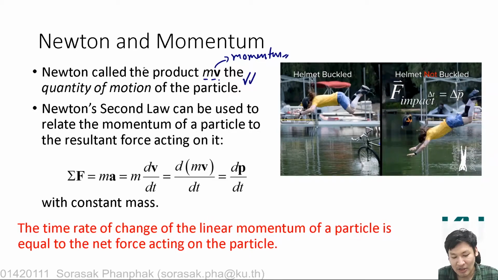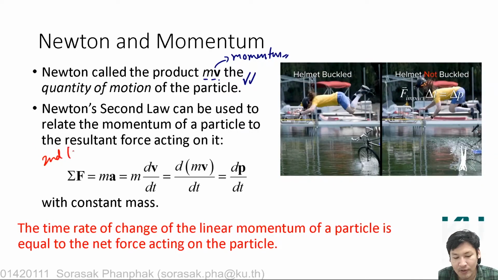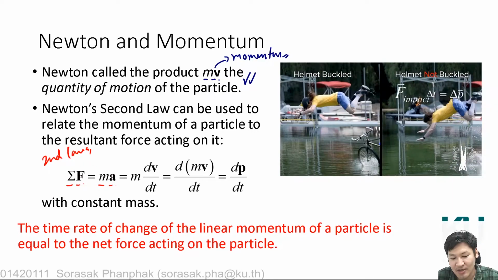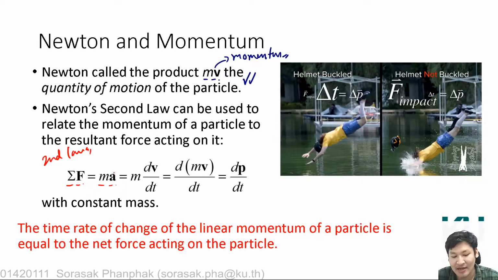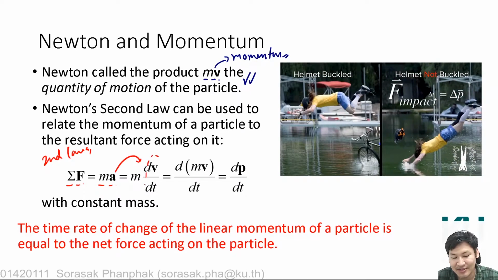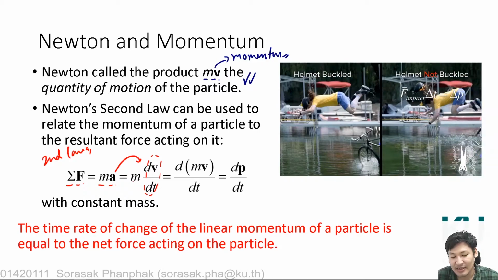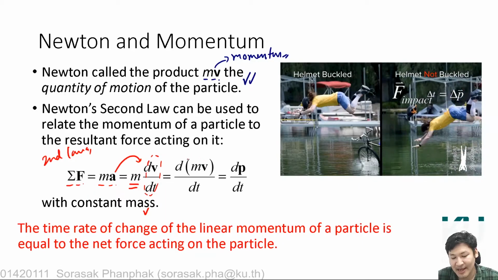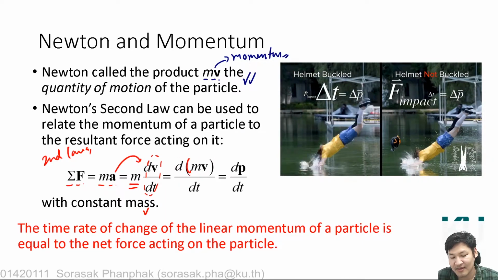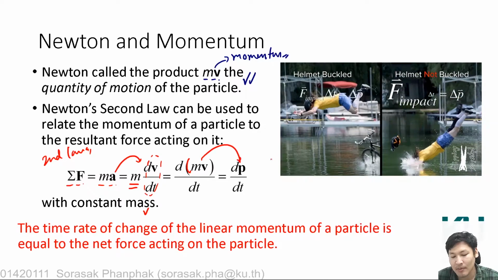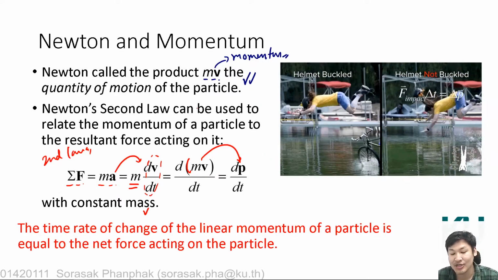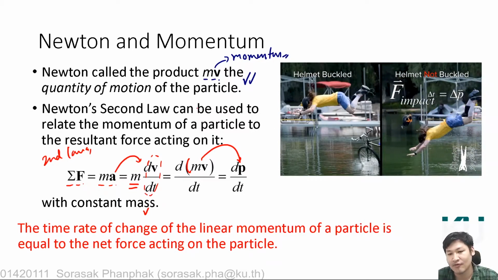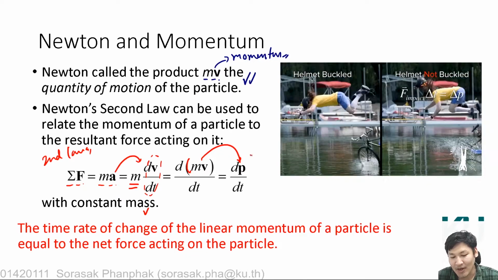So if we look into Newton's second law, sigma F equals ma, or net force equals ma, and a you can change to dv by dt. You know the definition of that. And if the mass is constant in this case, you can move the mass inside the bracket, d of mv, and this mv is your momentum. With this relation, you can see that the change of momentum with time is the net force. And this is what happens.